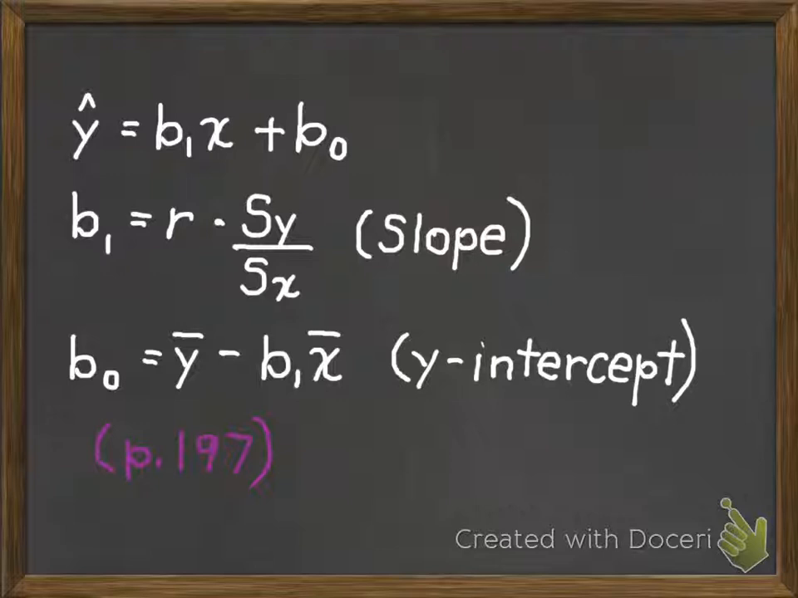Now, suppose that R is 1 or negative 1. Recall that means that we have a perfect correlation between the response and explanatory variable. We have a perfectly straight line. It's not a scatter plot, it's a straight line. When this is the case, when the variables are perfectly correlated, the change in the predicted response, y cap, is the same in standard deviation units as the change in x.